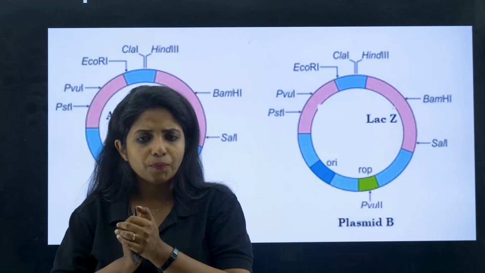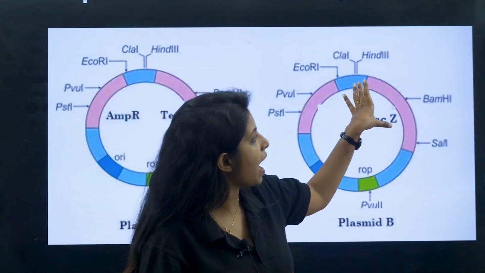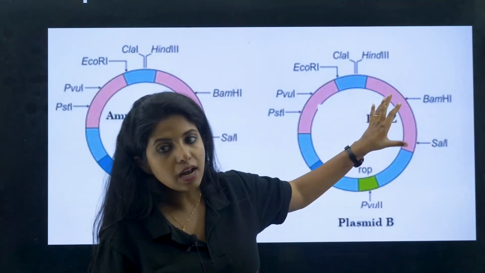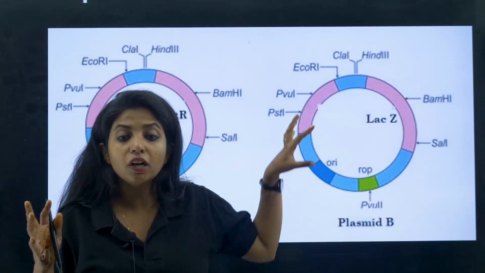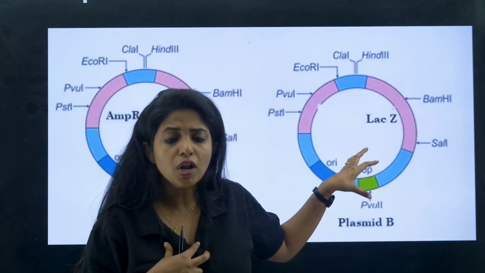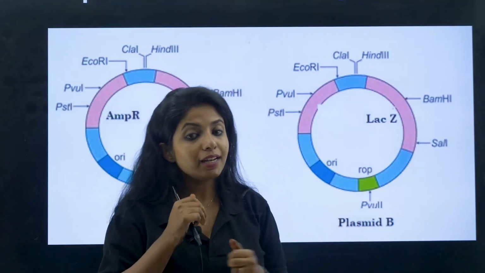A blue color. Now what I am doing, basically, I am going to insert my gene of interest over here. That means there won't be production of beta-galactosidase. Now, to understand whether this particular plasmid has my gene of interest or not, what will I do? I'll still put some X-gal and check.